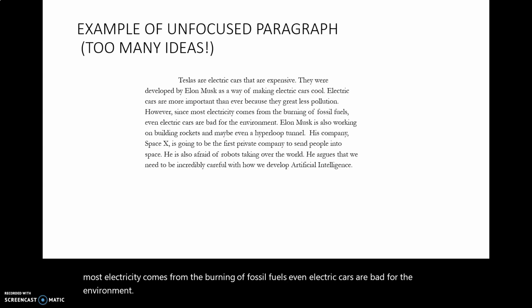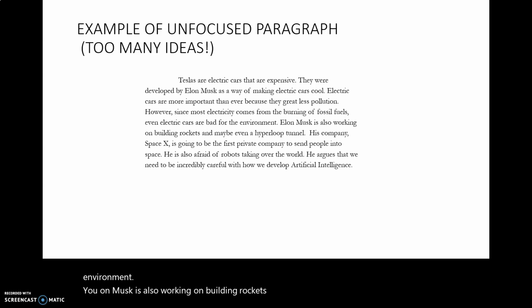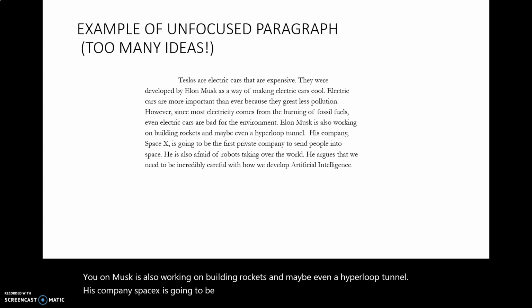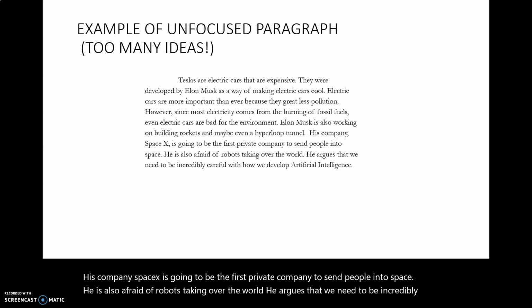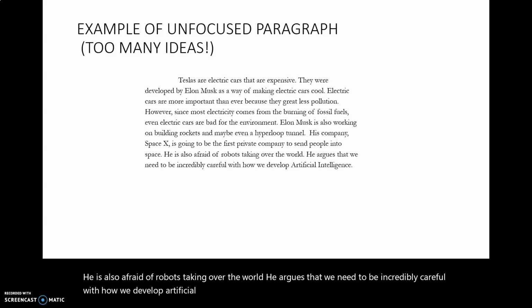Elon Musk is also working on building rockets and maybe even a Hyperloop tunnel. His company, SpaceX, is going to be the first private company to send people into space. He is also afraid of robots taking over the world. He argues that we need to be incredibly careful with how we develop artificial intelligence.